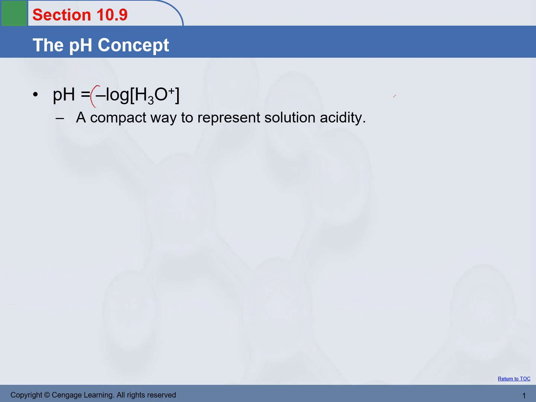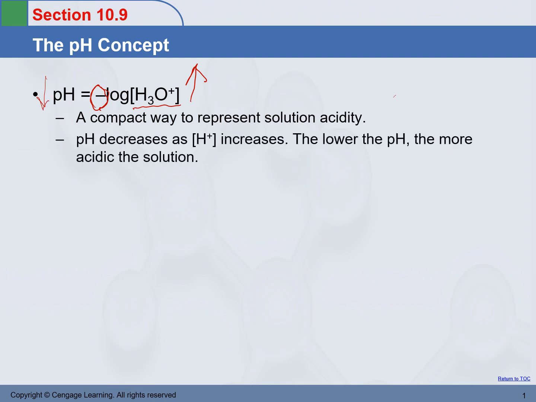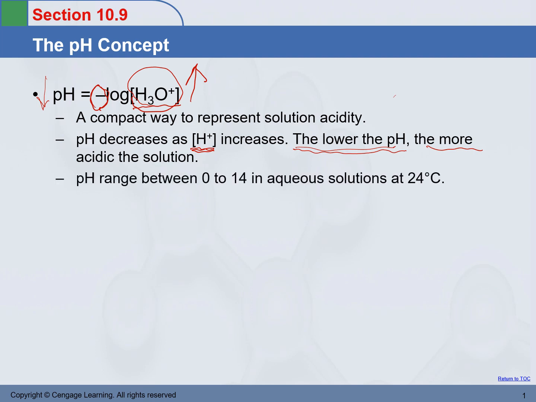Due to the negative sign here, when the hydronium ion concentration increases, pH will decrease. So pH decreases as the hydronium ion concentration increases. Remember, hydronium ion concentration and proton concentration are the same thing. Therefore, the lower the pH, the more acidic, because the lower the pH, the higher the concentration of the hydronium ion, the more acidic the solution. Usually, pH is between 0 and 14.